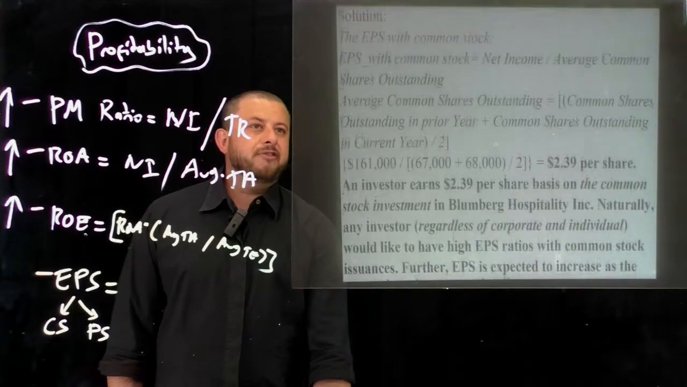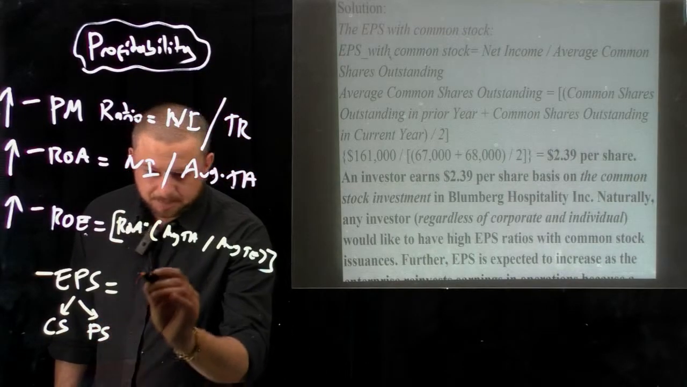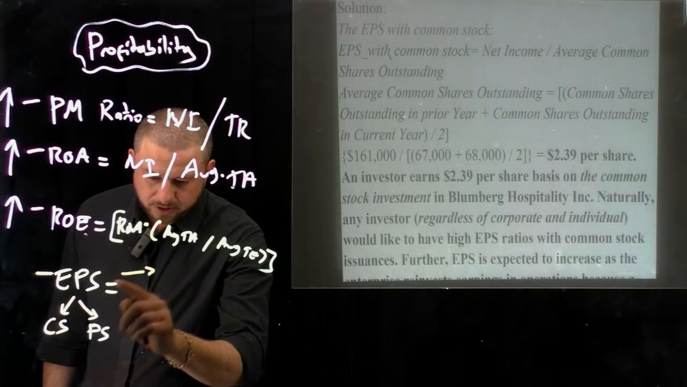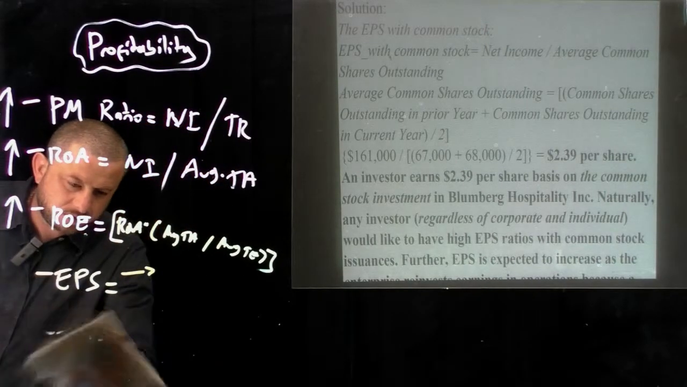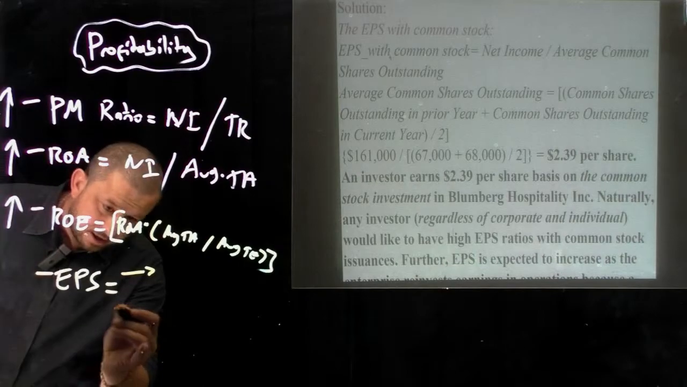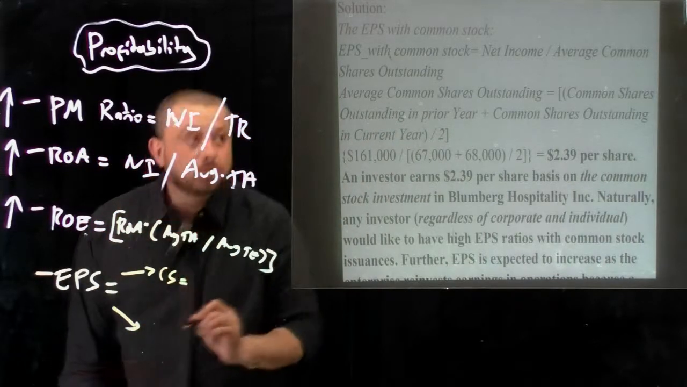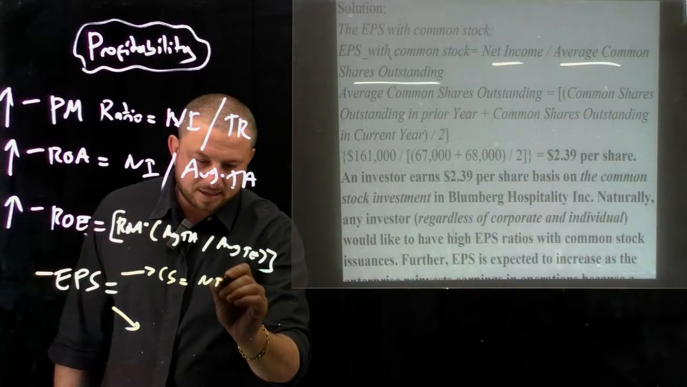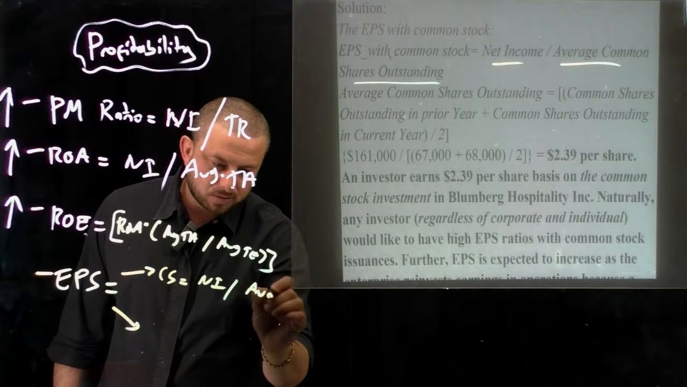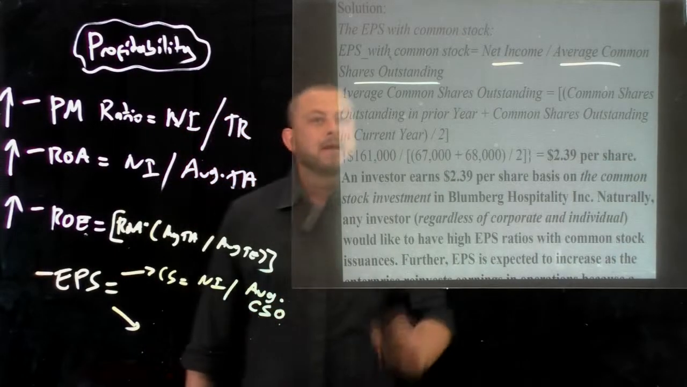Guys, we're going to find EPS with common stock first, okay? Let me clean this, and then I would like to put two equations over here so you can see everything on one screen. Okay, EPS with common stock, EPS CS, is equal to net income over average common shares outstanding, CSO, okay?